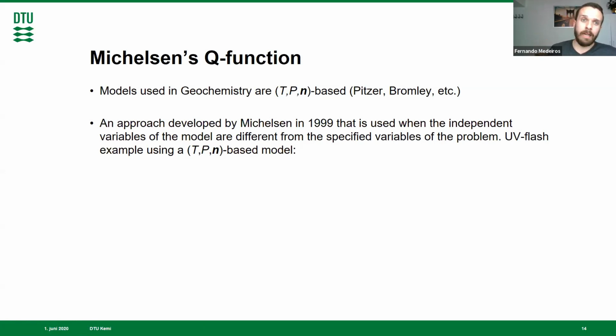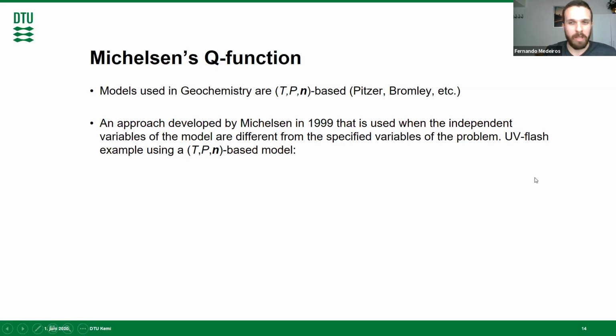But when we have open systems, we are not working with Gibbs energy anymore. So the variables for which the minimization problem is cast are not really the ones of the model. This creates a problem that was solved by Michelsen in 1999 for closed systems using this Q function approach. So that's what I'm calling here Michelsen's Q function.